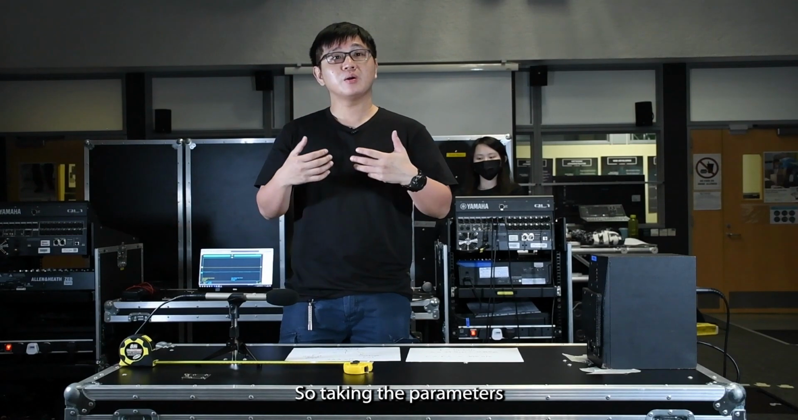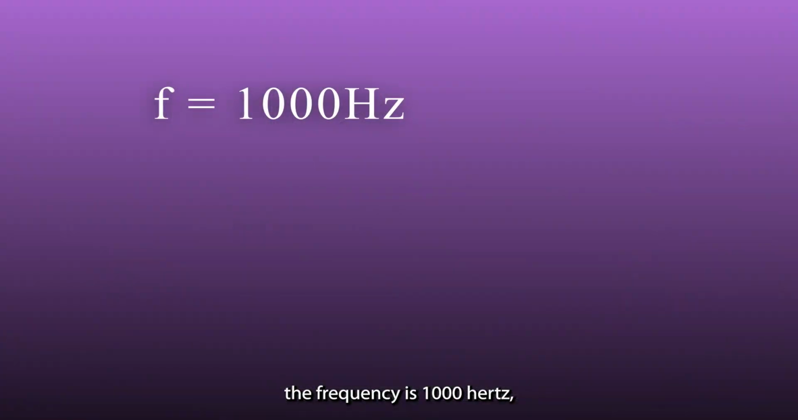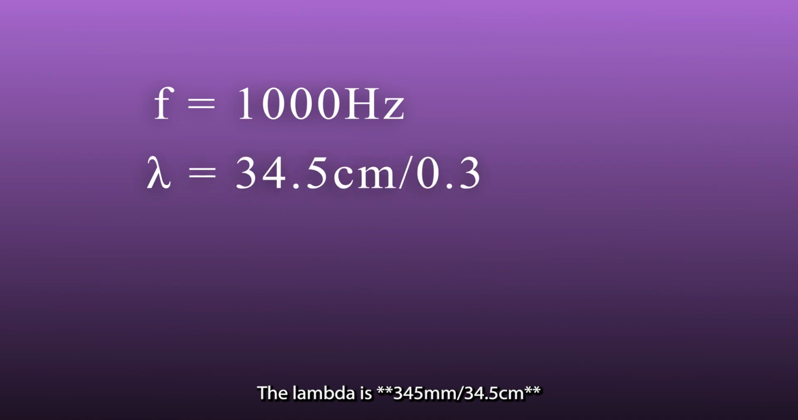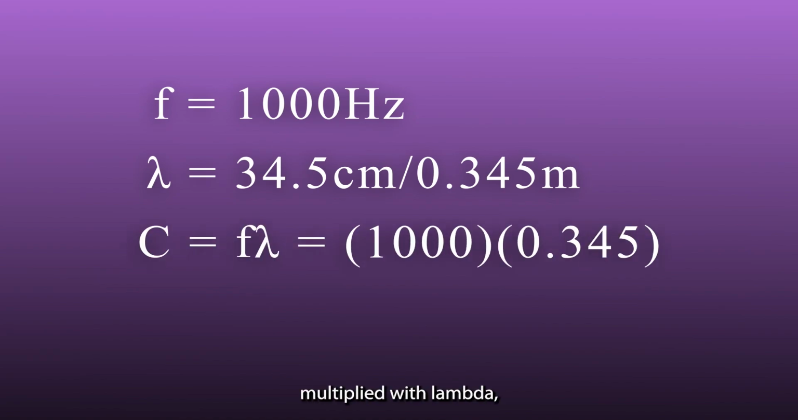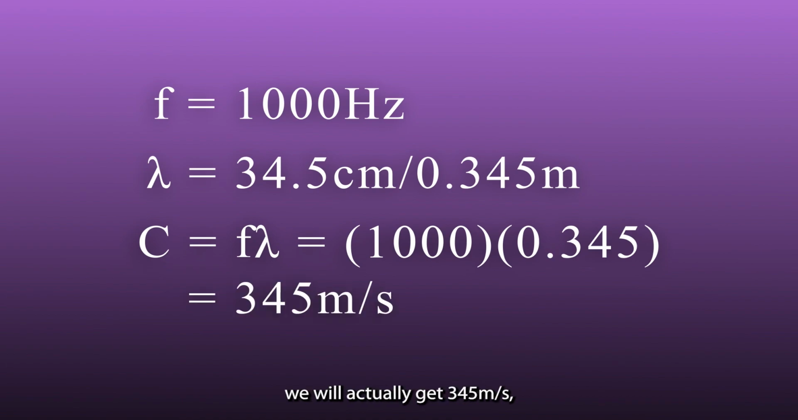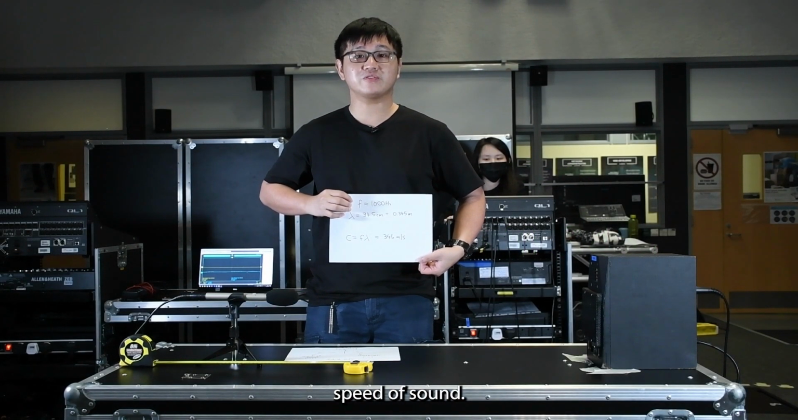So taking the parameters from the experiment, the frequency is 1000 Hz, or what we call 1 kHz. The wavelength is 34.5 cm, so if we convert it back to meters, that's 0.345 meter. From that, if we multiply frequency with wavelength, we will actually get 345 meter per second, which is quite close to the textbook answer of 343 meter per second for the speed of sound.